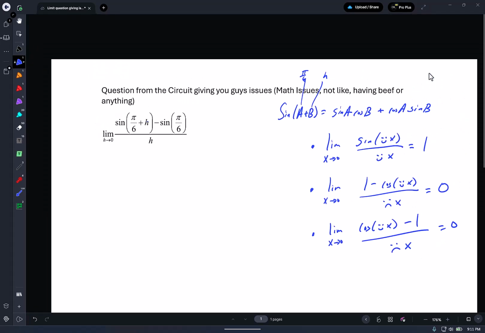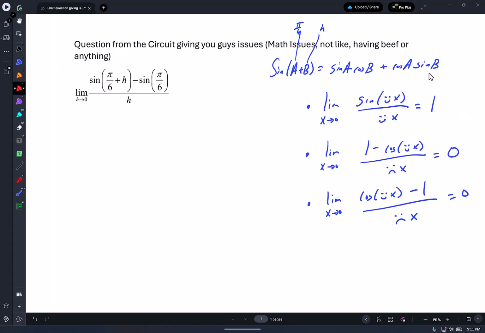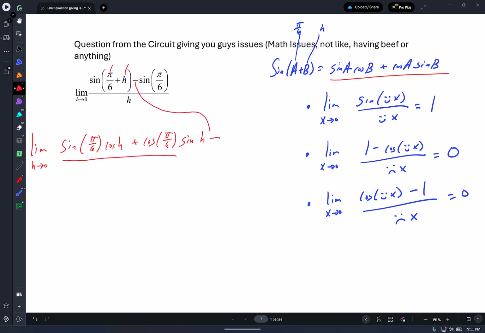Let's start. First, let me change my marker to red. Here we go. I'm just using these properties right here, guys. I'm going to write limit as h approaches 0. Remember that pi over 6 is like A, and h is like B. So I'm going to write sine of pi over 6, and then cosine of h, plus cosine of pi over 6, sine of h. Oh, by the way, we still haven't finished. Minus, that minus is this minus, sine of pi over 6. And then all this is divided by h.